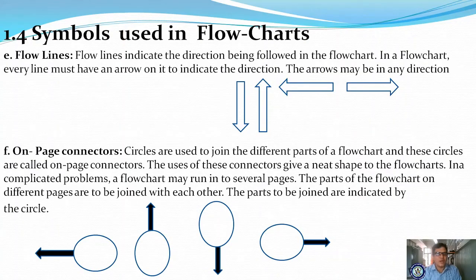Okay. And now flow lines. The flow lines indicate the direction being followed in the flowchart. So here the arrow marks are used as the direction indicator. In a flowchart, every line must have an arrow on it to indicate the direction. The arrow may be in any direction. It may be left or right, down or up. Okay, so these directions indicate the flow of your data, right?